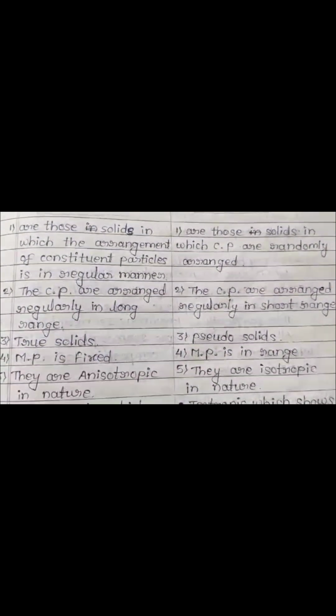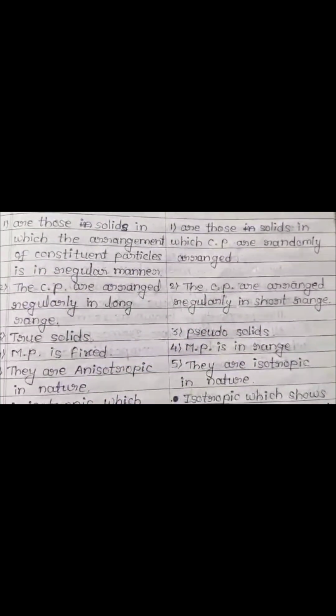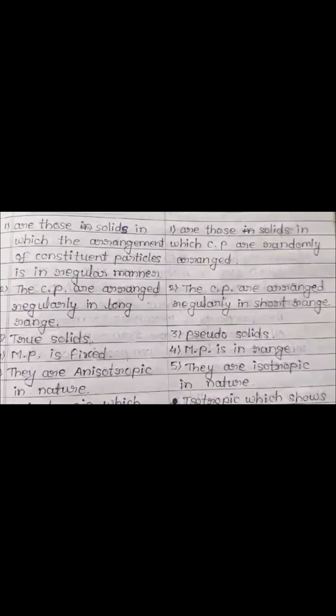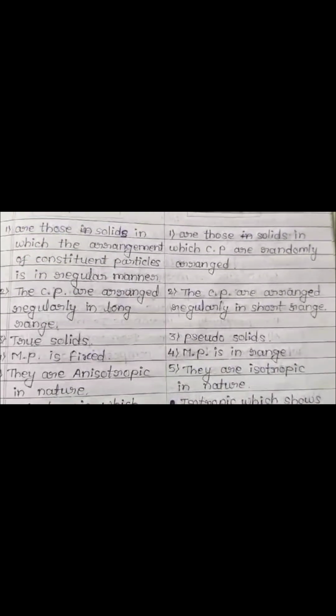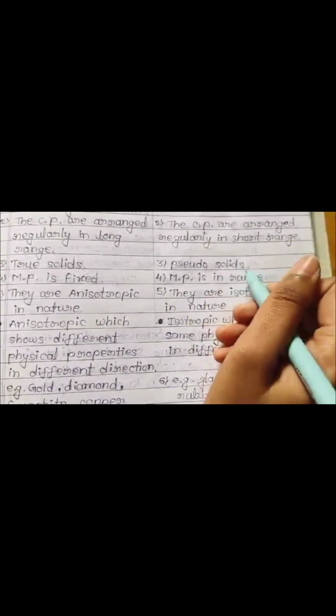Then next, second one: in crystalline solids the constituent particles are arranged regularly in long range. And in amorphous solids, the constituent particles are arranged in short range, for a short time period. And in crystalline they are arranged in long range. And then third one, crystalline solids are true solids and amorphous solids are pseudo solids.